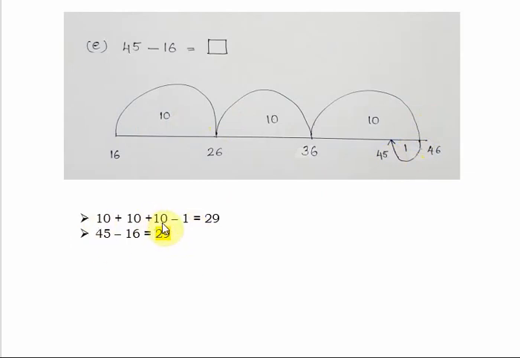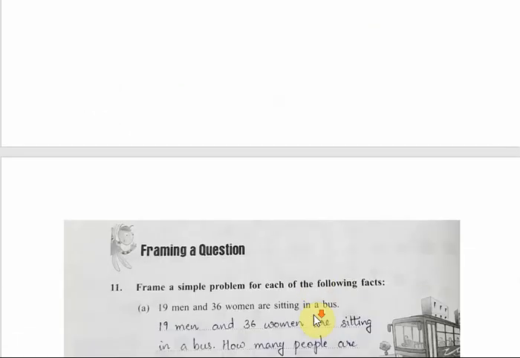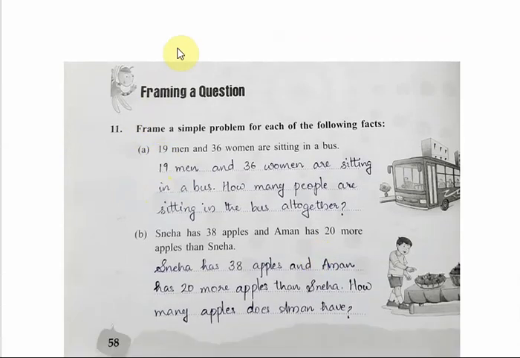So 10 plus 10 plus 10 is 30, and 30 minus 1, you will get the answer 29. Otherwise, 45 minus 16 is equal to 29. Okay. Now moving on to the next question.